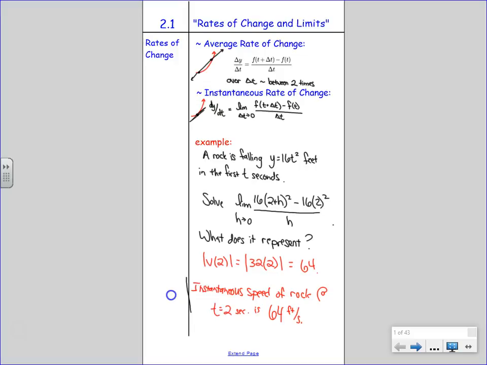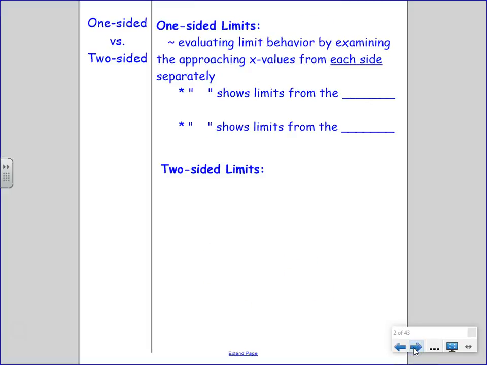But does it work out if you had done it the long, old-fashioned way: FOIL, combine, cancel out the h's, plug in h is 0? Yeah, I think it ends up working. So anyway, long story short, instantaneous speed means limits. And that's where our book says limits are important, so let's go ahead and learn them. Okay, limits. Here we go.